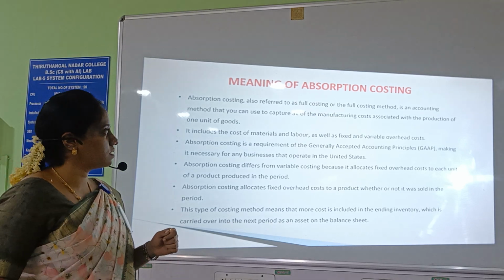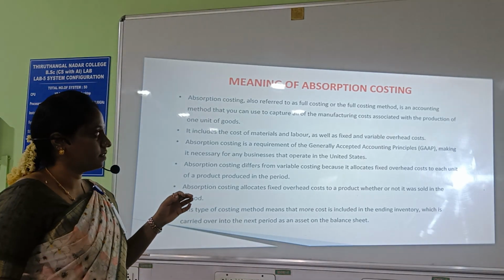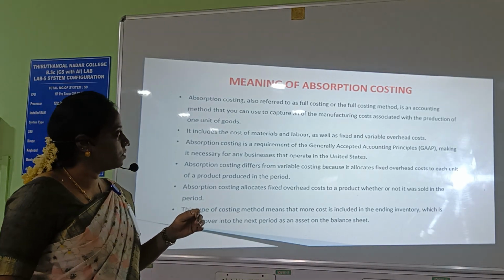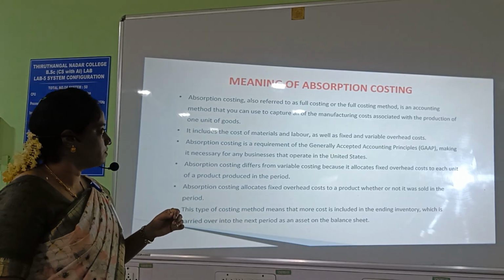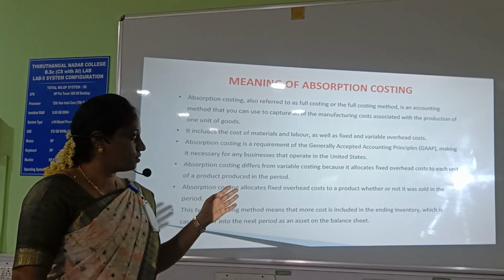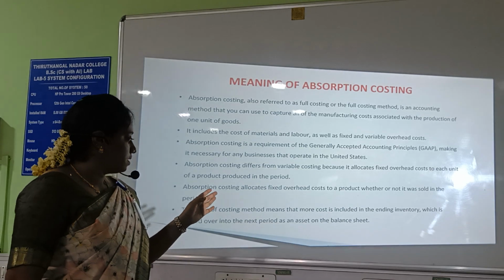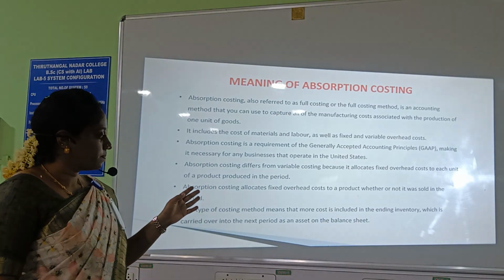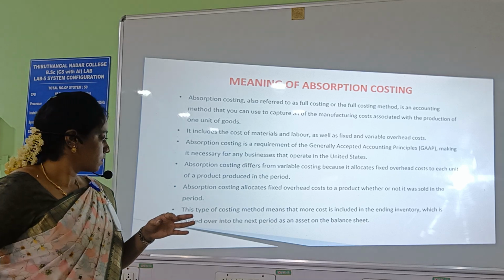Meaning of absorption costing. Absorption costing, also referred to as full costing, is an accounting method that you can use to capture all the manufacturing costs associated with the production of one unit of goods. Absorption costing allocates fixed overhead cost to a product whether or not it was sold in the period. This type of costing method means that one more cost is included in the costing itself.